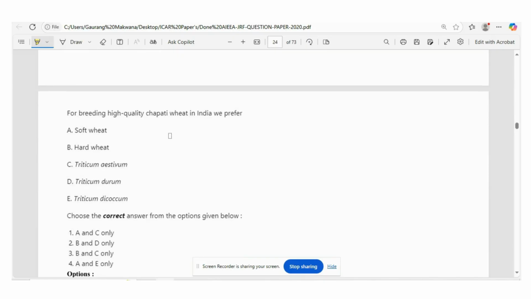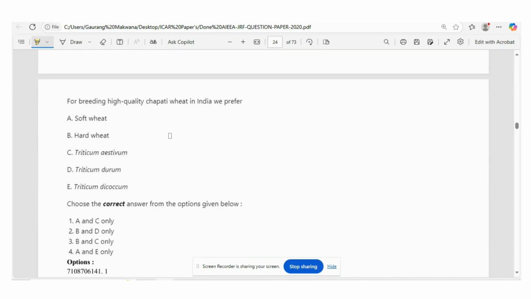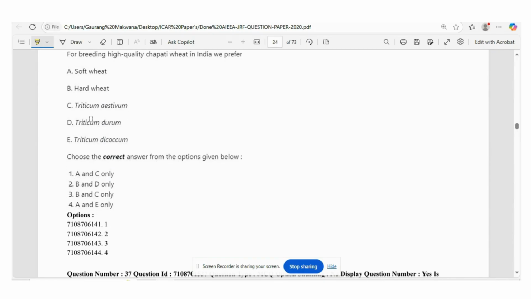Then for breeding high quality chapati wheat, in India Triticum aestivum is preferred. So Triticum aestivum is the scientific name of gehu.